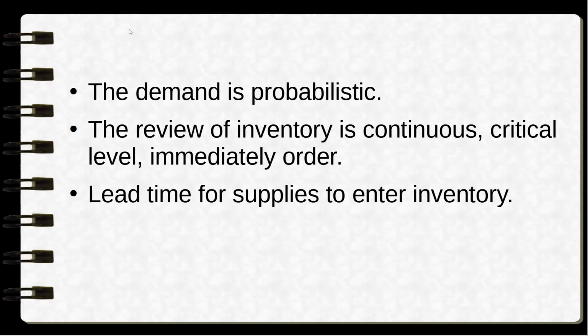In this model, the demand is probabilistic. That is, the demand is not constant, it is random. The review of the inventory is continuous. We always continuously monitor the inventory level, and whenever the inventory reaches a critical level, the order is immediately given for fresh replenishments. Also, there is a lead time that is required from when the replenishments are ordered and when the replenishments actually enter the inventory system.